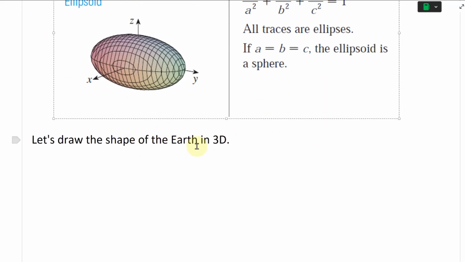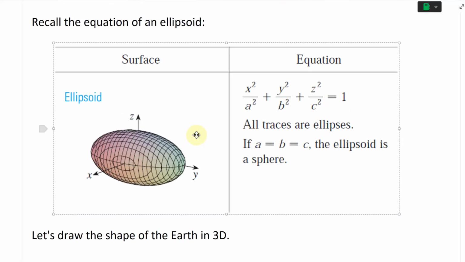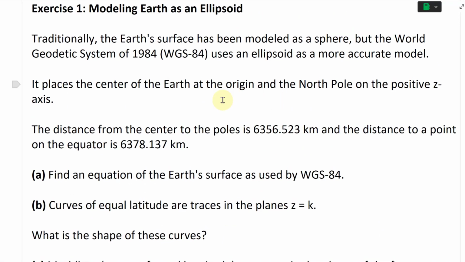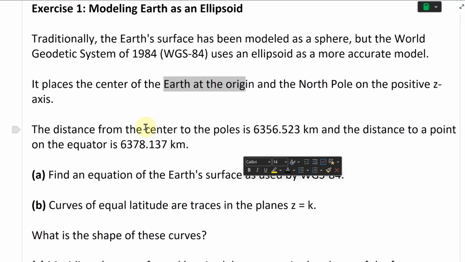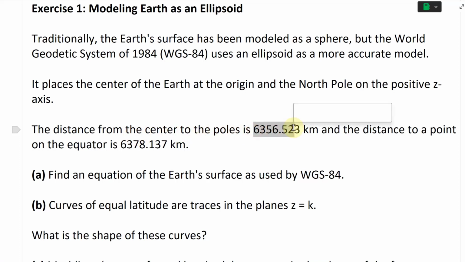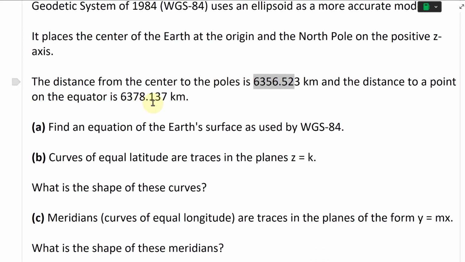So let's draw the shape of the Earth in 3D. And we know the axis points at the x-axis, the y, and the z, based on the numbers a, b, c, like that. And also we know the distance right here. So place the center of the Earth at the origin, and the North Pole on the z-axis. Then the distance from the center to the poles, the north and south, is going to be 6,356.523, and the distance to a point on the equator is 6,378, like that.